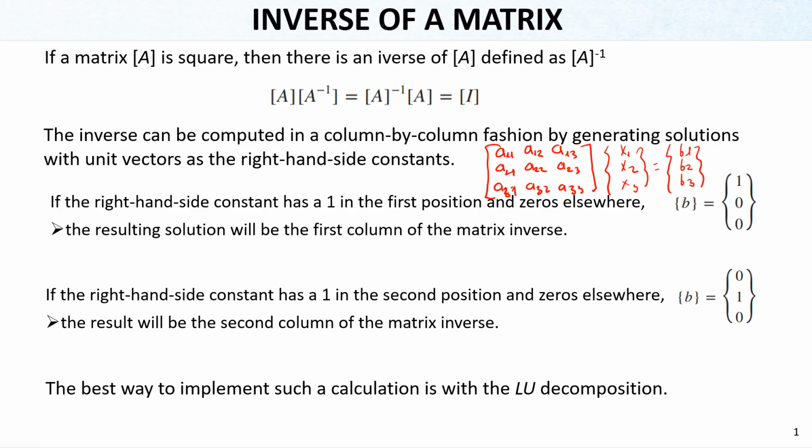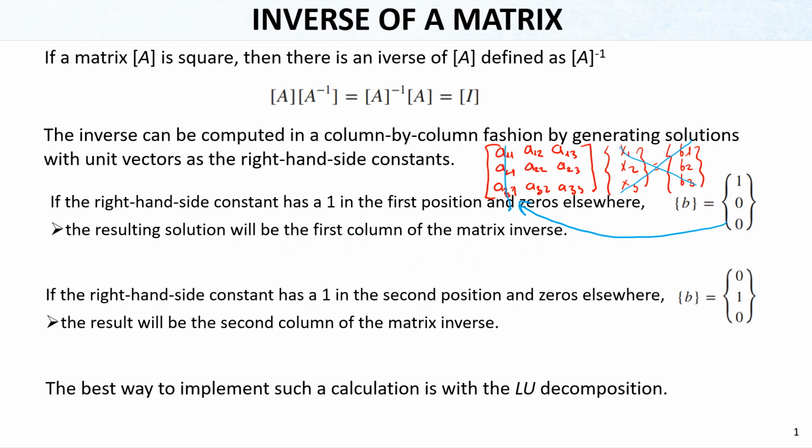But for taking the inverse of a matrix it is not necessary to use this. What we need to do is, for a 3 by 3 matrix, if you want to find the first column of the A matrix inverse, then replace the B matrix with 1, 0, 0. So simply just remove these and put these here, then solve. So if the right hand side constant has a 1 in the first position and zeros as well, the resulting solution will be the first column of the inverse matrix.